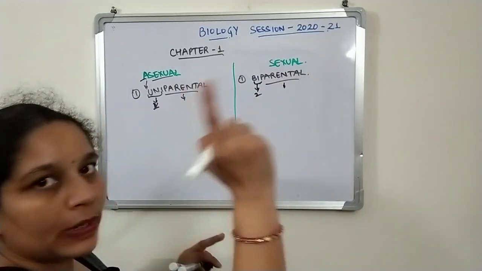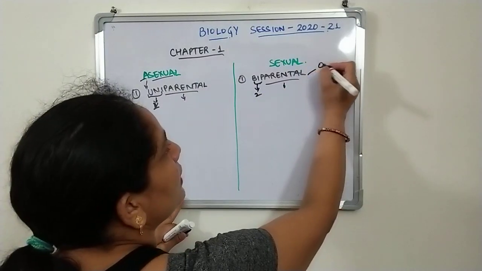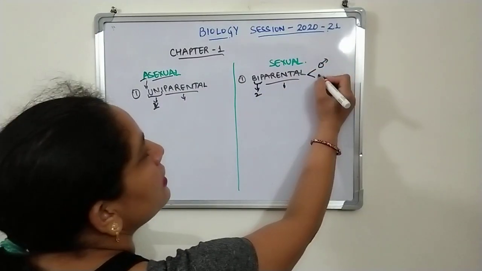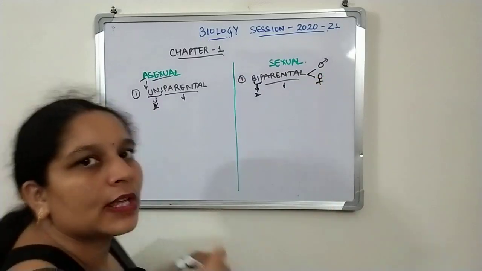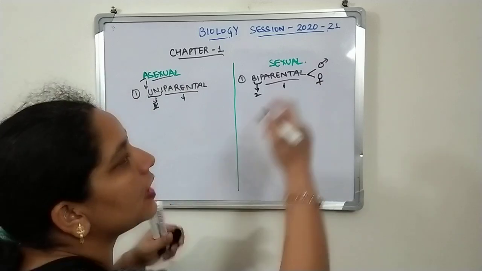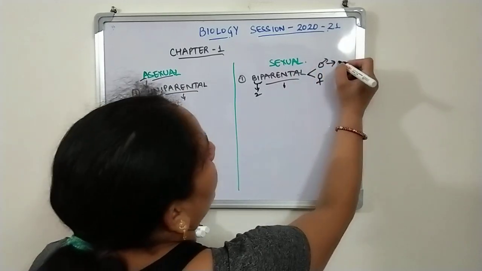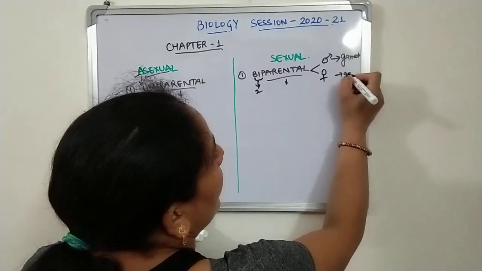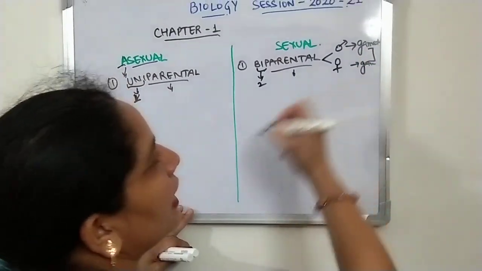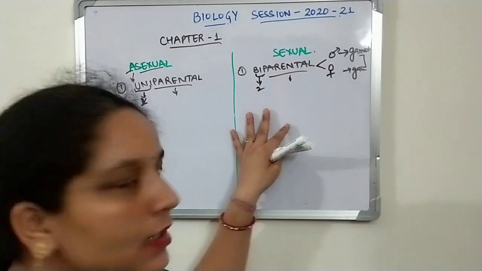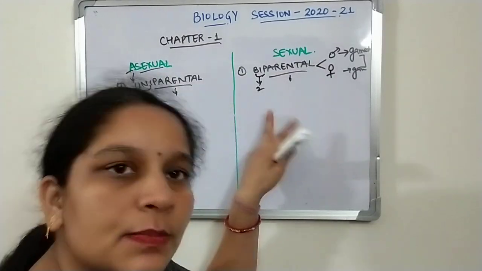In this, two parents are involved. One is known as the male parent, the father, and the other is the female parent, the mother. These two parents will give rise to their gametes, and these gametes will fuse and result in the formation of the offspring. So the first point is clear: this is uniparental and this is biparental.